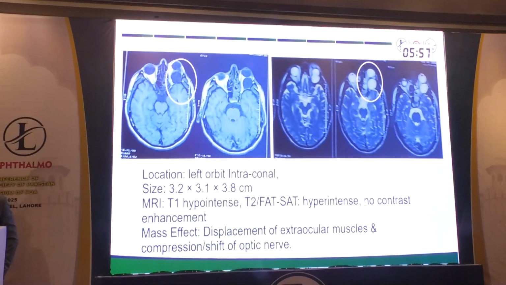When we went for the investigation on MRI, we found that there was a left orbital intraconal mass. Size was 3.2 by 3.1 by 3.8 centimeter. On MRI T1, it was hyperintense, and T2 with fat saturation, it was hyperintense with no contrast enhancement seen. There was a mass effect with the displacement of extraocular muscles and compression and shifting of the optic nerve. As you can see, the white circle area was the mass.